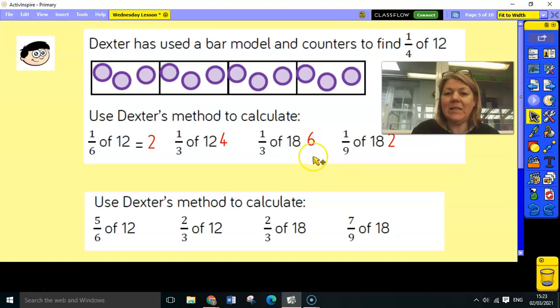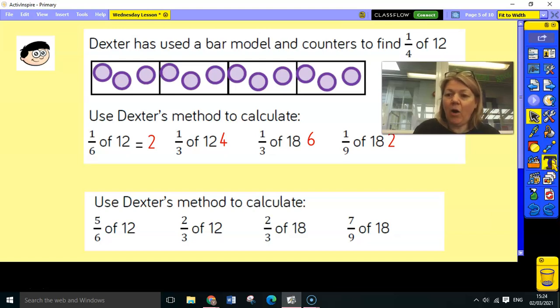Maybe the answers you've already got will help you, because I can see that 1/6 of 12 is 2. If I've got 5 of those though, I've got 5 lots of 2. So maybe the answers that you've already found here can help you answer these questions. Okay, so I'm going to ask you to pause now, and then we're going to come back and do the answers to those calculations. So pause me now and then come back.